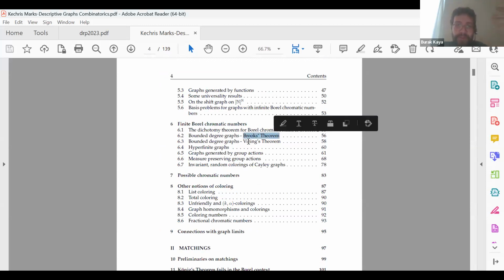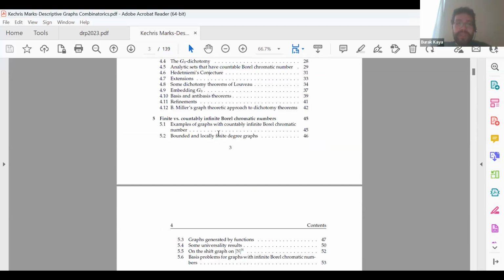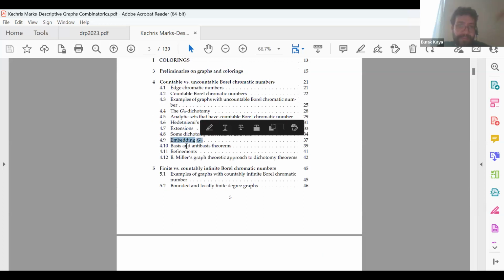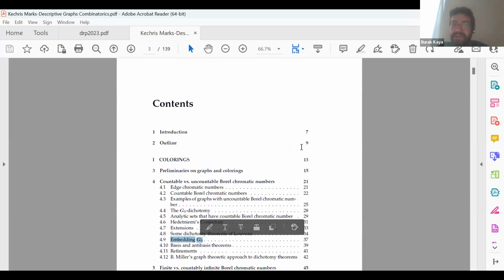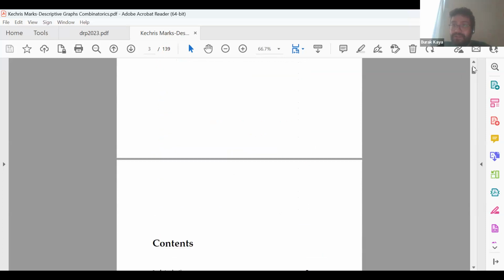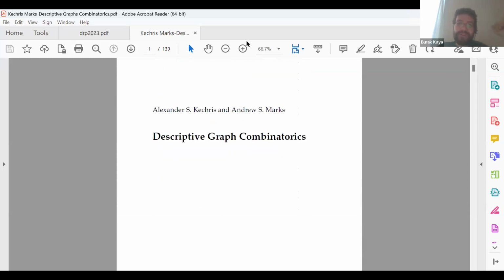For example, Brooks's theorem, Vizing's theorem, these are classical theorems in graph theory. They have Borel counterparts. Sometimes they fail, sometimes they don't fail, and so on. You have all these results. You have these G0 dichotomies, some basis and antibasis theorems. This is a very nice book if you're interested in this. Okay, so its title is Descriptive Graph Combinatorics. You can find this on Kechris's web page for free, and hopefully they'll publish it sometime.